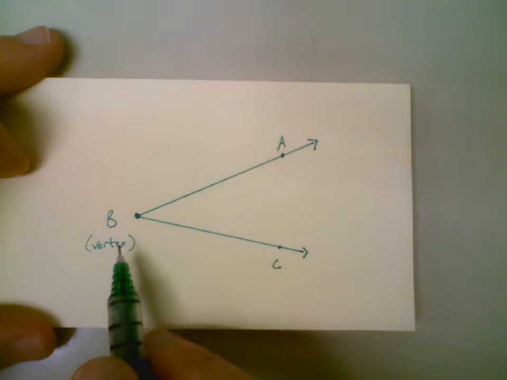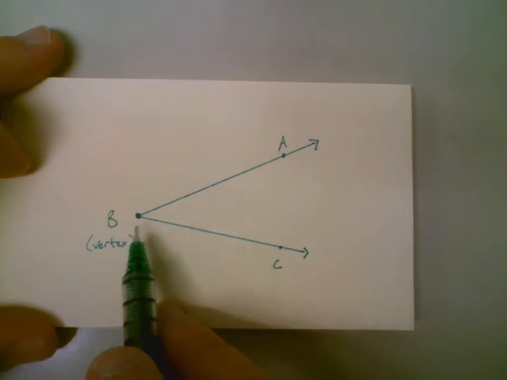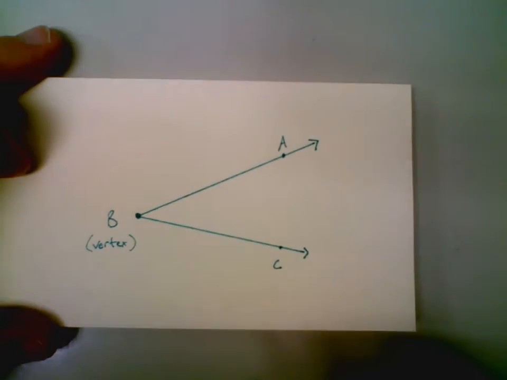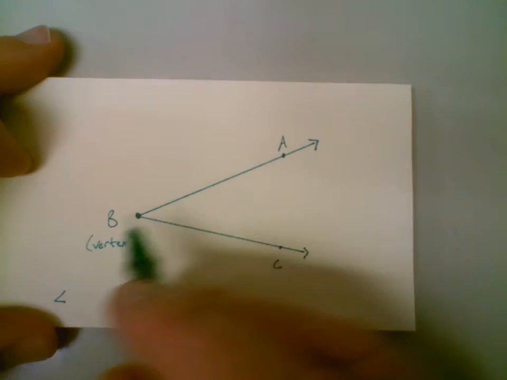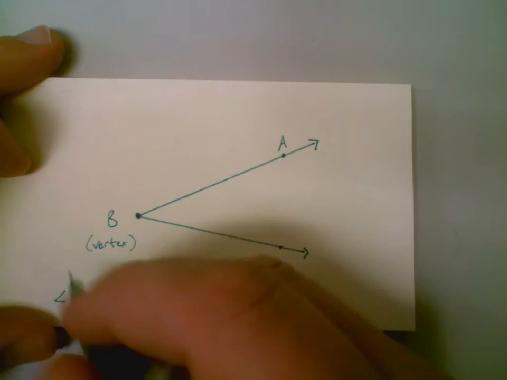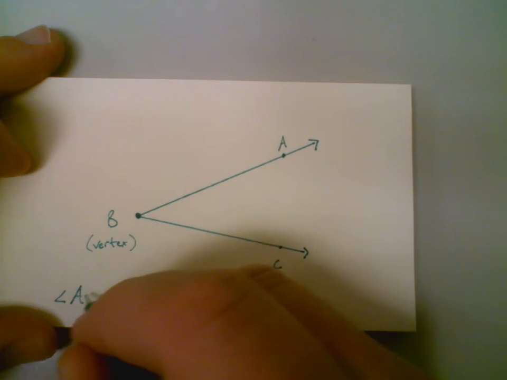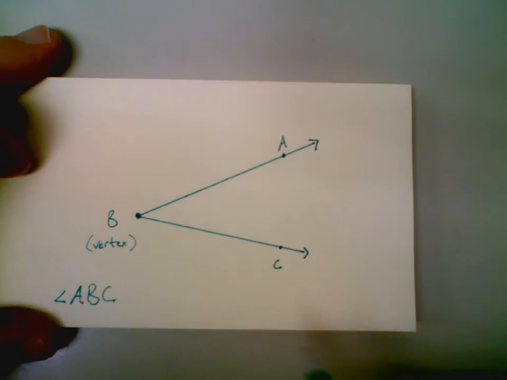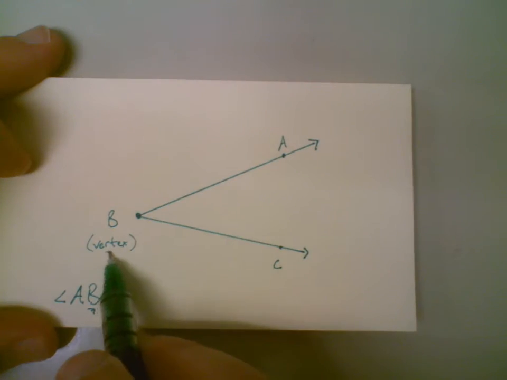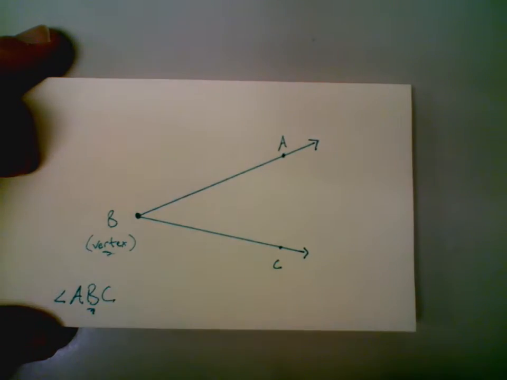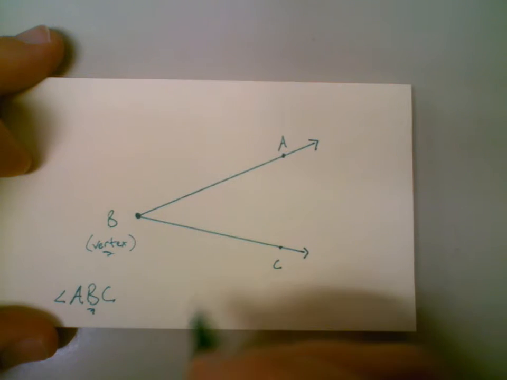Since the B is in the middle, here's a good word for you. The B is what's called the vertex. It's the point where the two rays meet. So this is angle ABC. I'm going to put a little angle symbol. It's angle ABC. You have to put the B in the middle because, well, what's that word again? It's called the vertex.